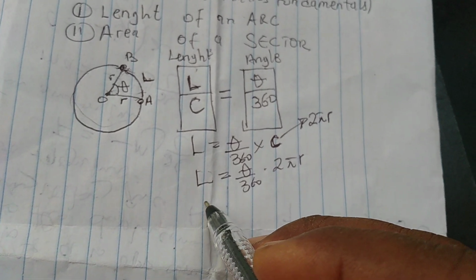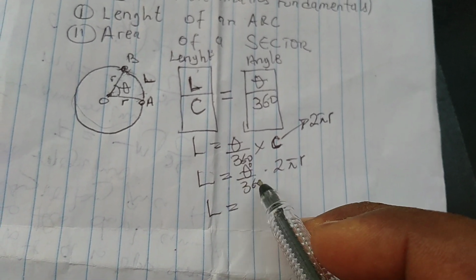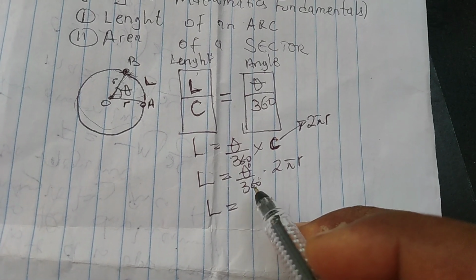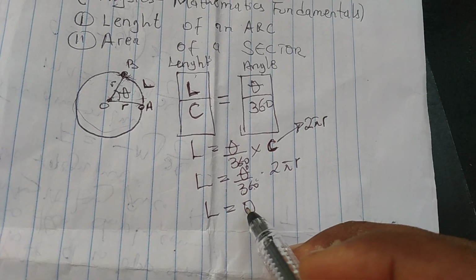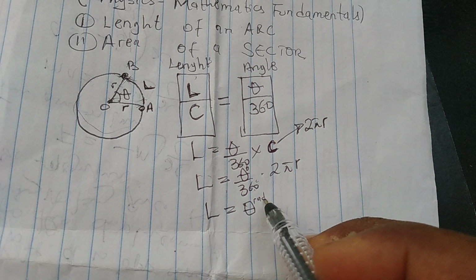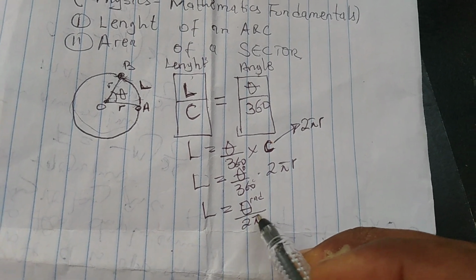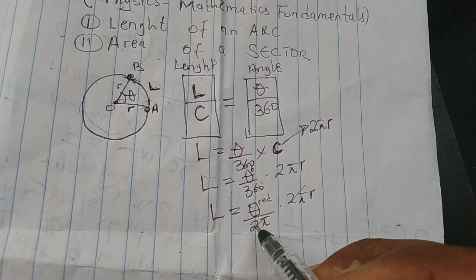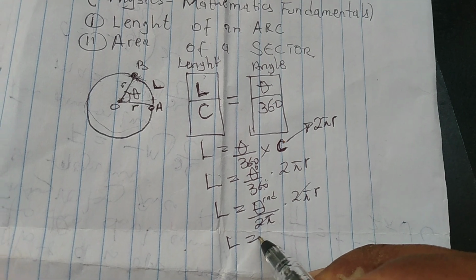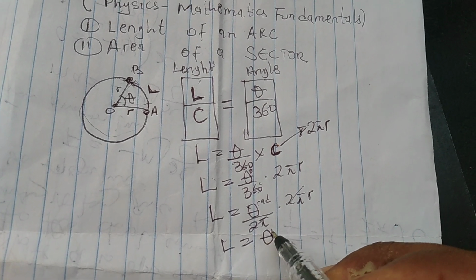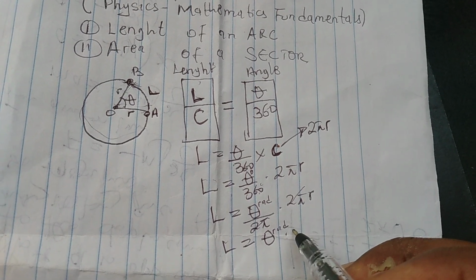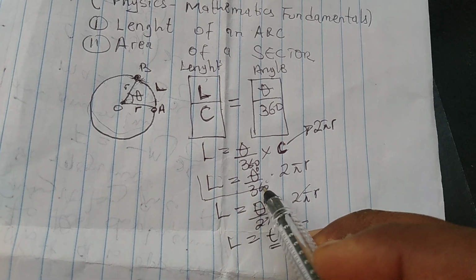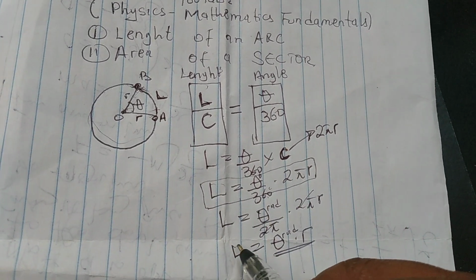If we want to express the same length in radian instead of in degree, we know that 360 degrees make 2 pi in radian. So we write theta, our angle now not in degree but in radian, divided by 2 pi, then times 2 pi r. So the 2 pi cancels the 2 pi. So the length of an arc in radian is simply theta radian times r. That is the length of an arc in degree, and the same length of an arc in radian.